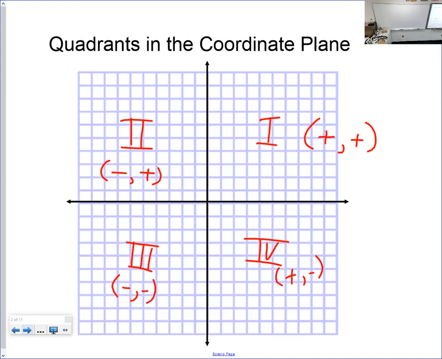And just because I think we don't talk about it enough or at all, what quadrant would a point like 0, 3 be in?